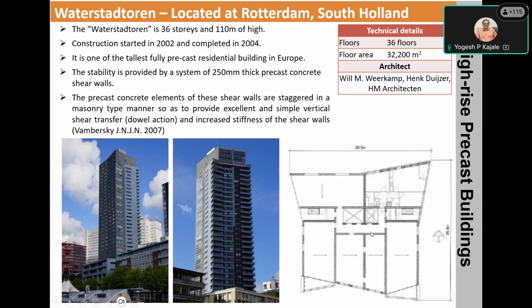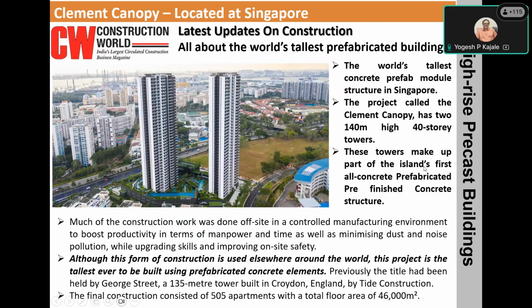Again, the system is load-bearing wall panels, precast RC wall panels, and slabs. This is in Singapore. Most of us might be aware, it's a very large project, 135-meter high towers, and the floor plate area is 46,000 square meter. Again, this building is completed in precast RC construction only, load-bearing wall panels and slab.